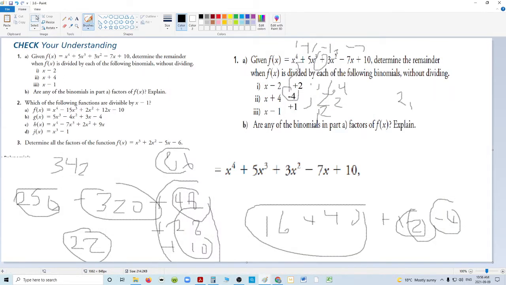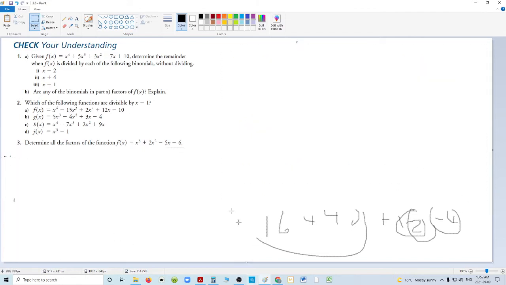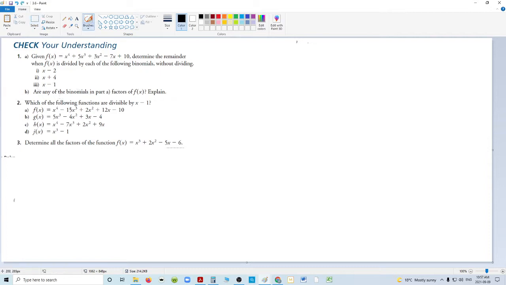Next question. Are there any binomials in part A that are factors of f of x? Are there any binomials? No, there are not, because none of the remainders were 0. If they came out as a remainder of 0, there would be factors. Instead, they're way up and down the graph.